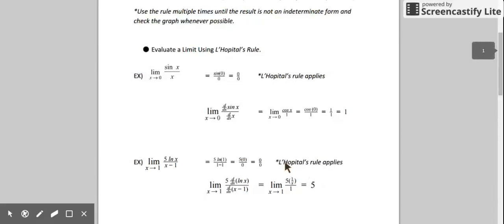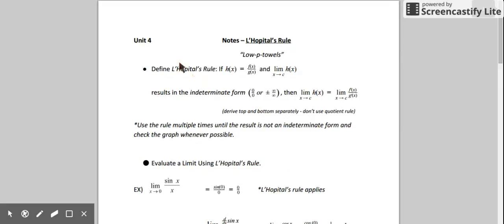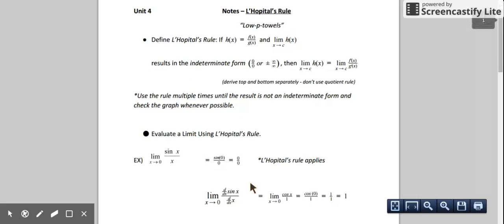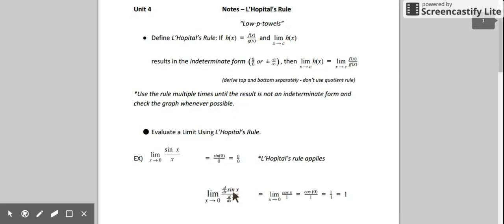So there's L'Hopital's rule. Again, make sure that direct substitution gives you an indeterminate form result before you use it. Do not overuse it. Only derive until you're allowed to substitute and evaluate.